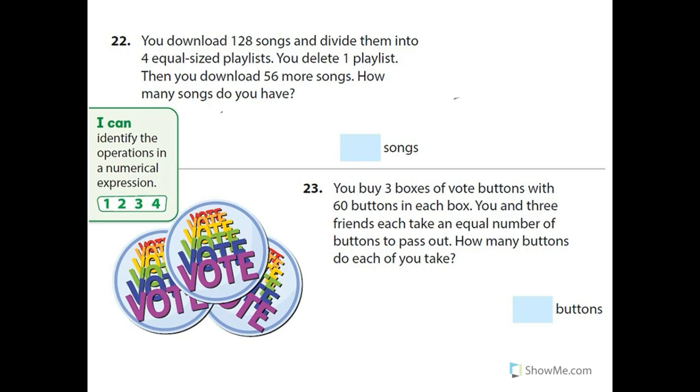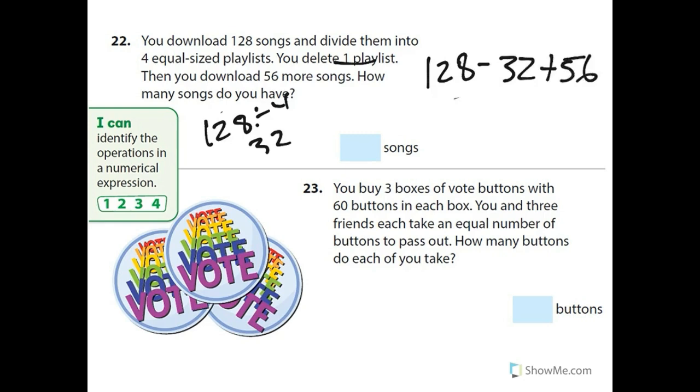Alright, so I need to figure out what is in each playlist. 128 divided by 4 is going to be 32. So I'm going to do 128 minus 32 plus 56, right? Because I've got 128 songs. I'm subtracting a whole playlist, and then I'm adding 56 more songs. So 128 minus 32 is going to be 96, and 96 plus 56 is going to be 152.